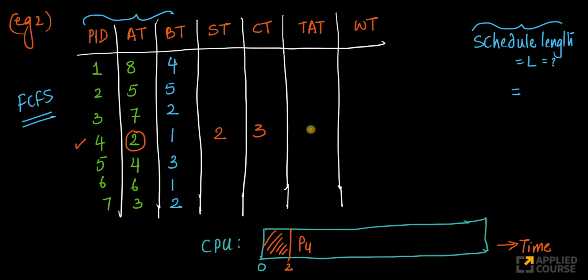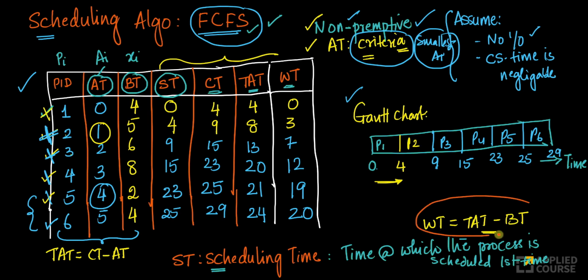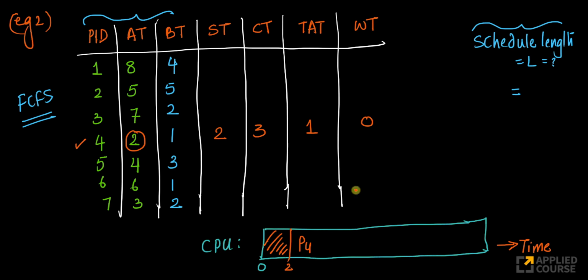What is the turnaround time here? Turnaround time is completion time minus arrival time, which is 1. What is the wait time now? Wait time is nothing but turnaround time minus burst time, which is equal to 0. Again, these formulas are very commonsensical. We have also discussed these formulas in the previous video. They are very common sense formulas, nothing to remember by heart. Sounds good. So now we have filled it. When did P4 finish? P4 finished at 3 seconds.